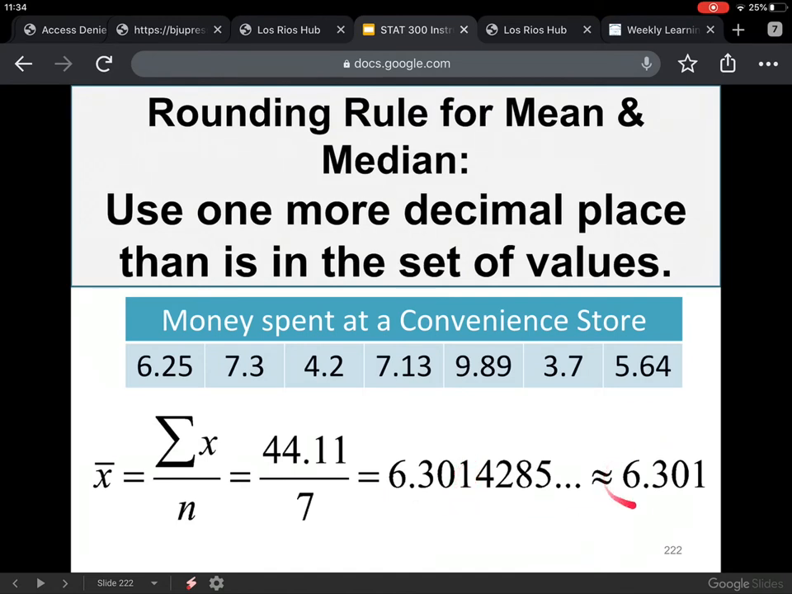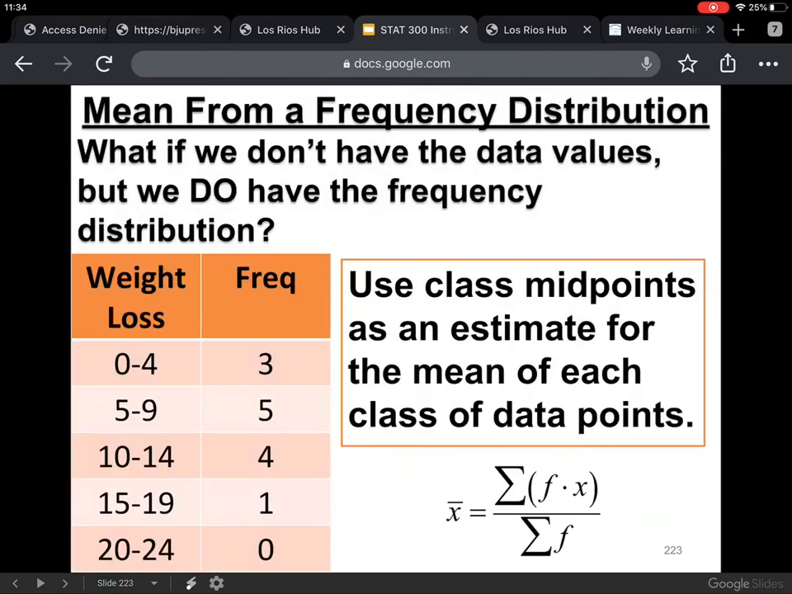So we would round to 6.301 because the number after the hundreds place, the thousands place, is 4 or less. If it was 5 or more, then I'd put a 2 here for my rounding. Okay, so I hope that makes sense. Round to one more decimal place than there is in the data set.